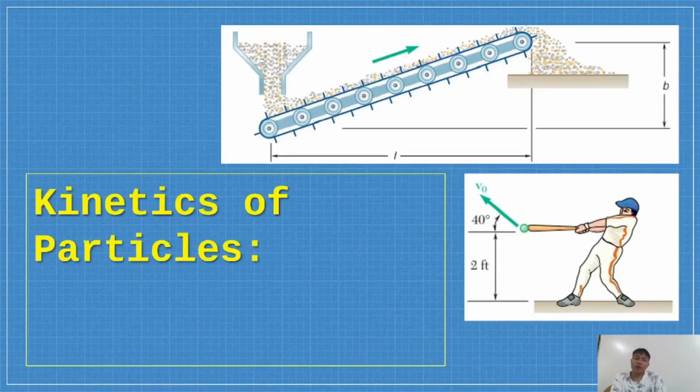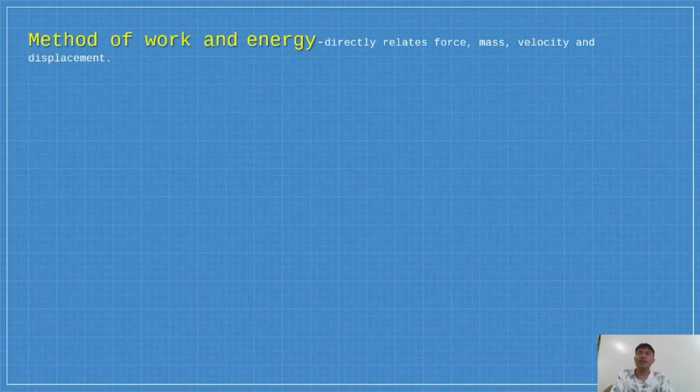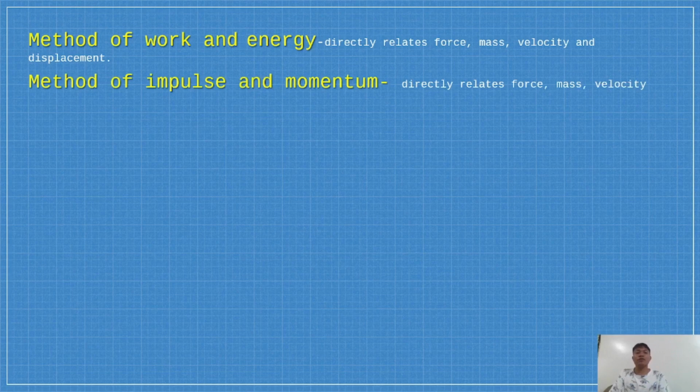And now, we're going to talk about the last part, the energy and momentum methods. In this part, we are introduced to methods of analysis. First is the method of work and energy, which directly relates force, mass, velocity, and displacement. While the method of impulse and momentum directly relates force, mass, velocity, and time.